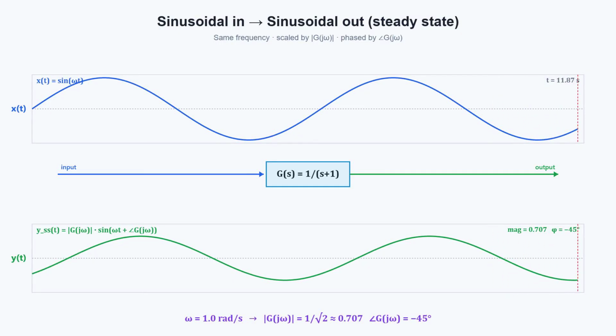But two things are different. The amplitude is scaled by a factor, and the phase is shifted by an angle. Both depend on omega. Send in a slow sine, you get one amplitude and one phase. Send in a fast sine, you get a different amplitude, a different phase. The system speaks a different dialect at every frequency.